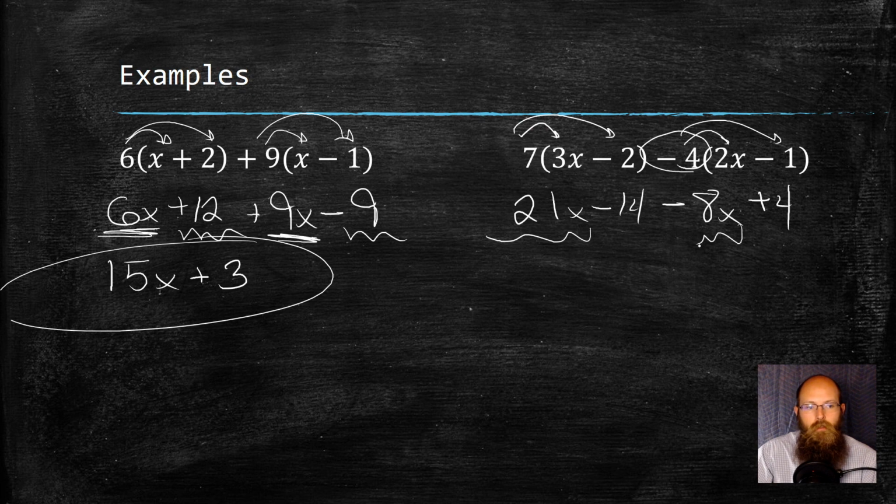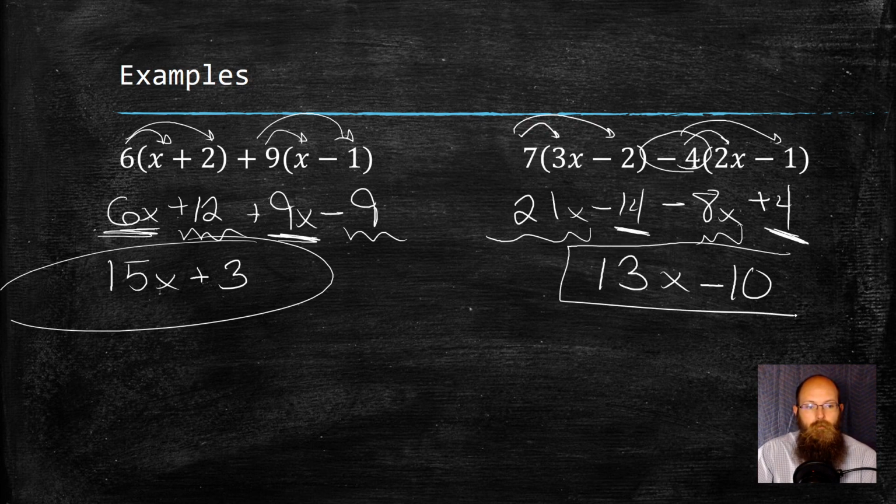Now I see some like terms spitting out here, right? I have constants, so my negative 4 and my positive 4 and my negative 14. That's going to get me a negative 14. And I have 21x's minus 8x's. So 21 minus 8. Oh, let's see. That should get me 13x's. Nice. Oh, and that is it.